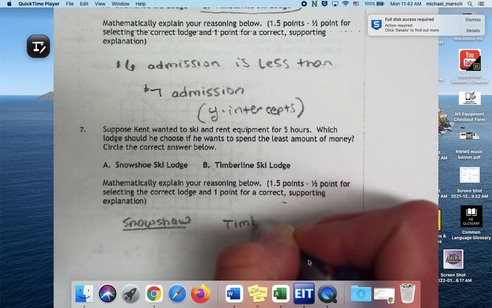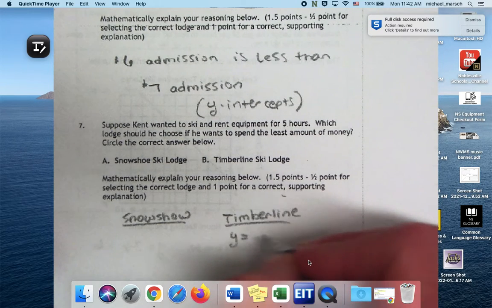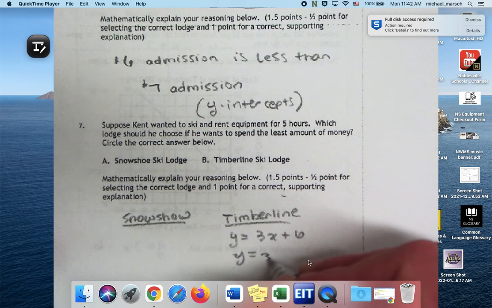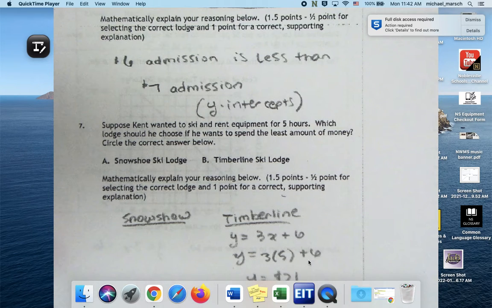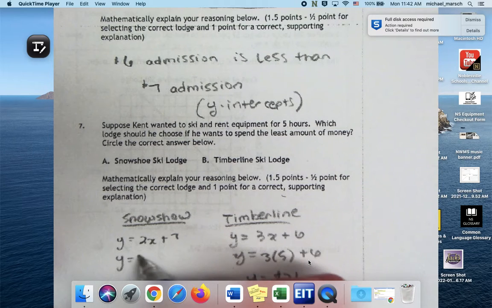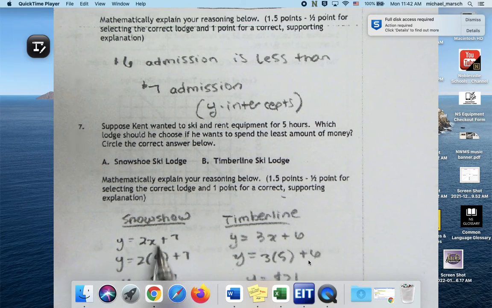Yeah, explain that. Okay, so Timberline, their equation is 3x plus 6. You do 3 times 5, which is 15, plus 6, which is 21. And then Snowshoe, it's 2x plus 7. So you would do 2 times 5, which is 10, plus 7, which is 17. Perfect. You put the 5 in for the hours. That's our x value in this situation that he wants to ski. Snowshoe is going to be cheaper.